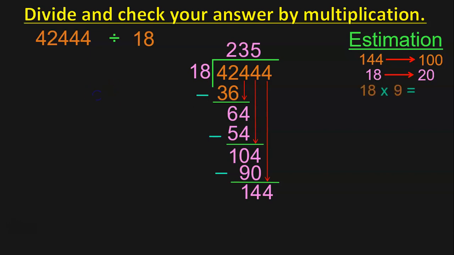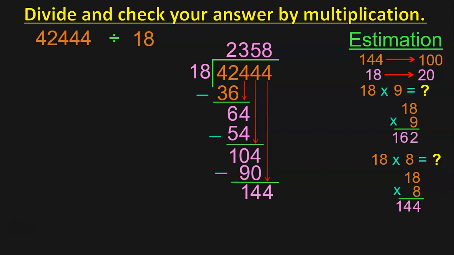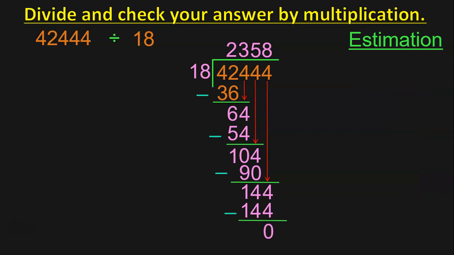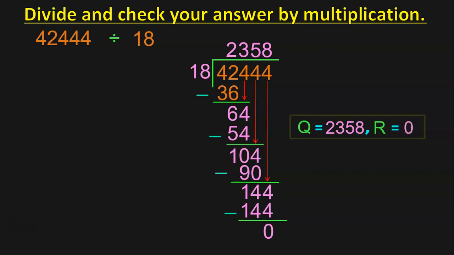So let us first try with 18 into 9. What is 18 into 9? 9 8s are 72, 2 carry over 7, 9 into 1 is 9, 9 plus 7 is 16. So 162 is bigger than 144. So we cannot use 9 as a quotient. Let us just try 18 into 8 now. What is 18 into 8? 8 8s are 64, 4 carry over 6. 8 1s are 8. 8 plus 6 is 14. So we're getting the exact answer if we do 18 into 8. So the quotient will be 8. 18 into 8 is 144 and the remainder will be 0. Take and write down the answer now. Quotient is 2358 and remainder is 0.